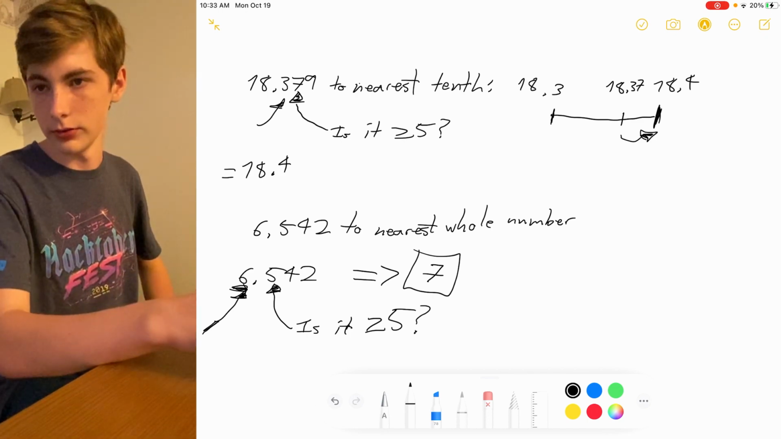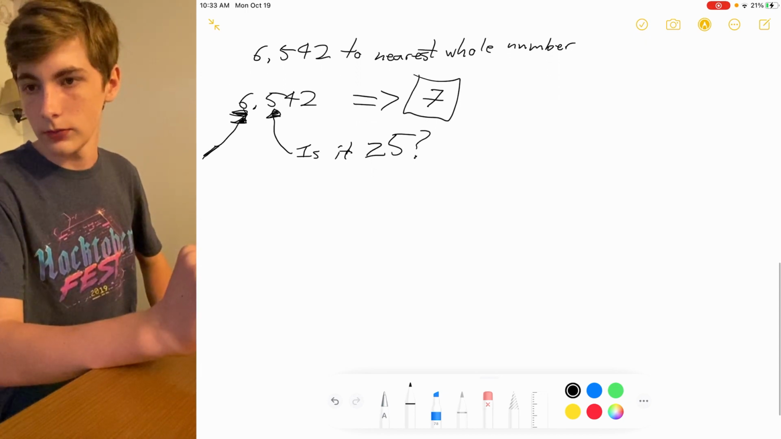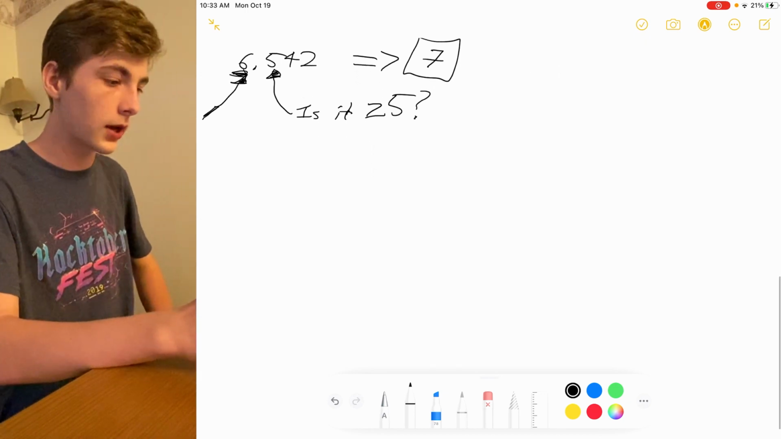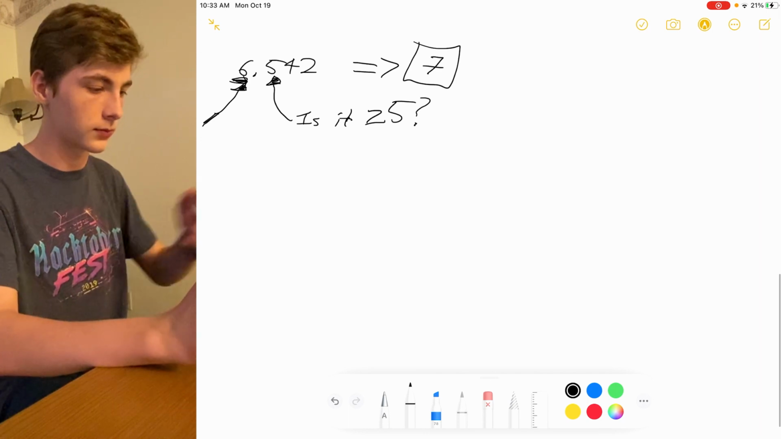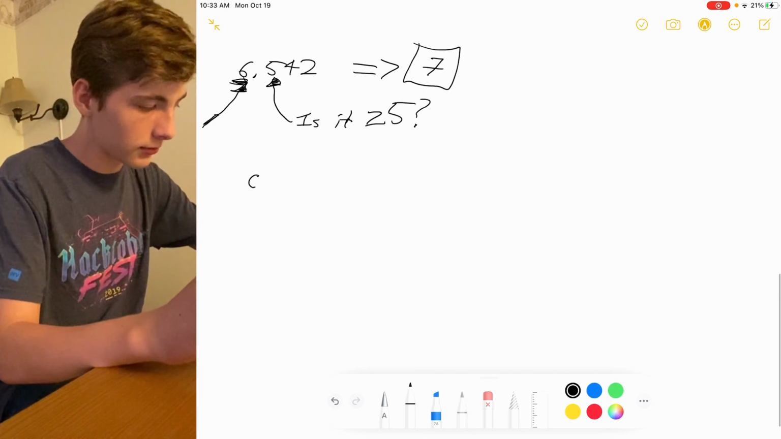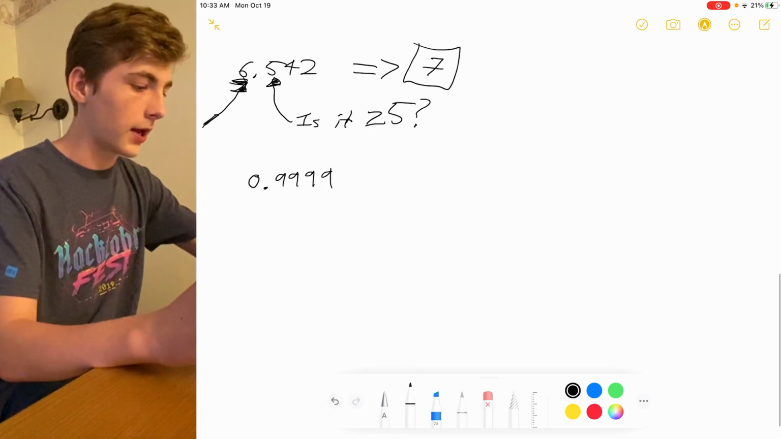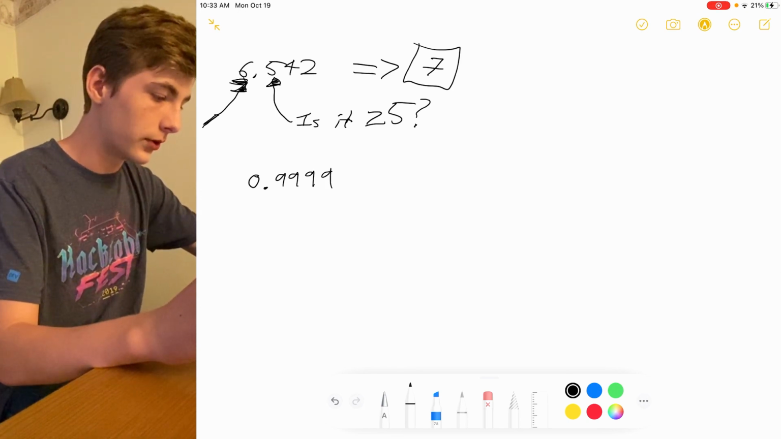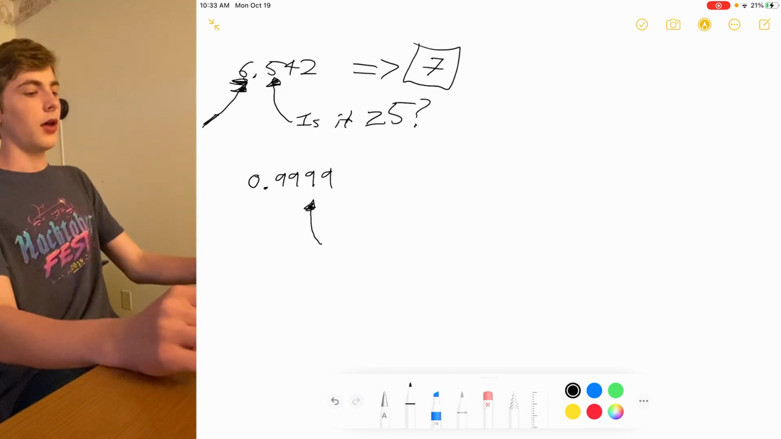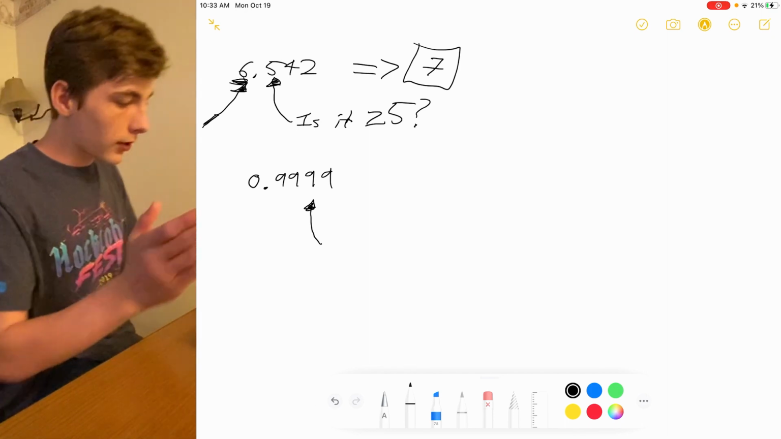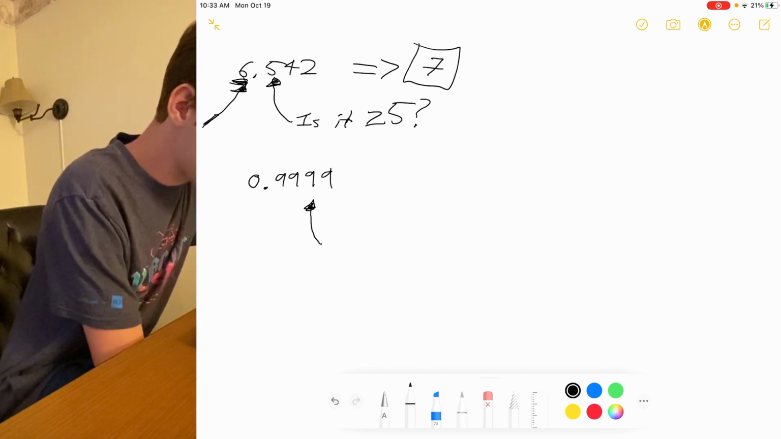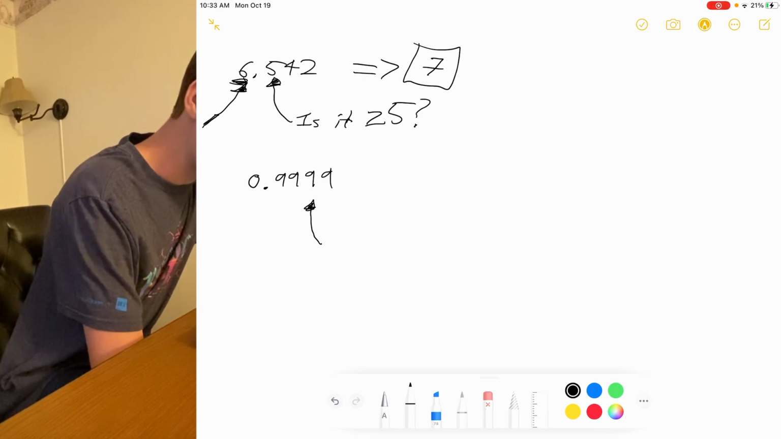Next, we're going to talk about a kind of tricky example of rounding decimals. This is 0.9999, and I'm going to ask you to round that to the nearest thousandth. So that's this right here. Same process, right? We start and say that's the number we're going to end with, in the thousandths place. Tenths, hundredths, thousandths.